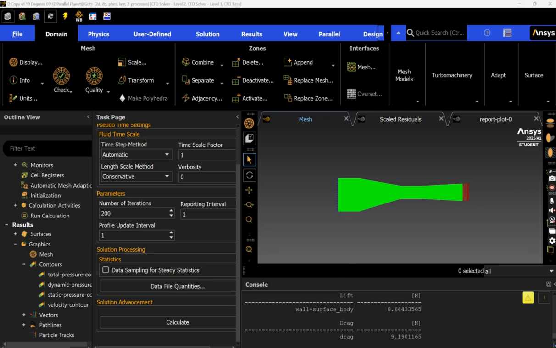After you compute lift and drag, you would use these values to calculate your drag and lift coefficient. So our contours, they are pretty standard. We have velocity contour, static pressure contour, dynamic pressure, and total pressure contours.